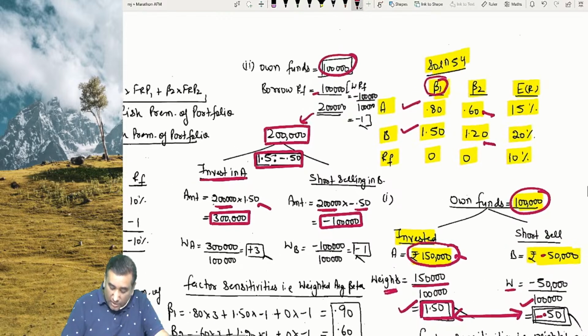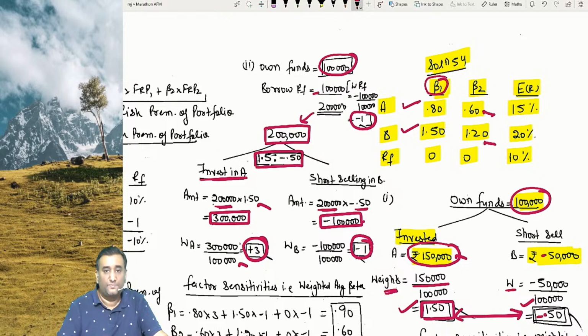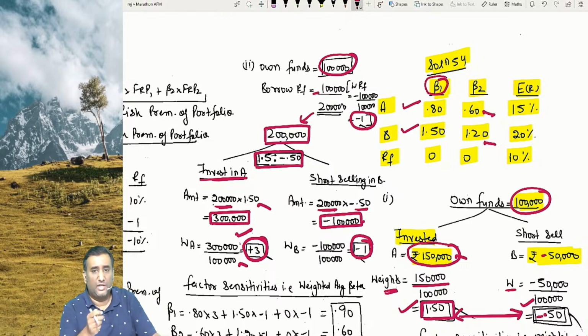So basically if you analyze, it will be 3 lakh divided by own funds. 3 times your own funds you are investing in A. The 1 lakh divided by 1 lakh, minus 1, is the weight of B, and minus 1 is the weight of risk free. It's always whatever you are investing divided by the own funds you have. The 3 times you're investing, basically you're creating a leverage position. Leverage basically means something you short sold, something you borrowed, and 3 times the money which you had, you're investing in the market.